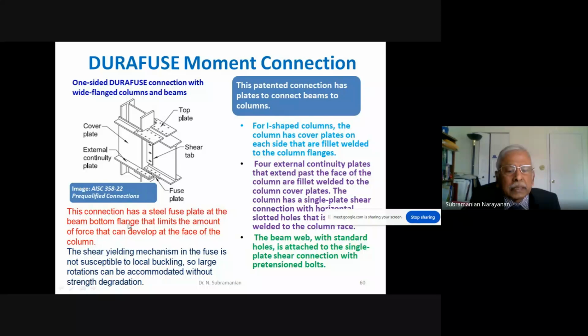The connection has a steel fuse plate at the beam bottom flange that limits the amount of force that can develop at the face of the column. The shear yielding mechanism in the fuse is not susceptible to local buckling, so large rotations can be accommodated without strength degradation. This patented connection, of course, I already explained.